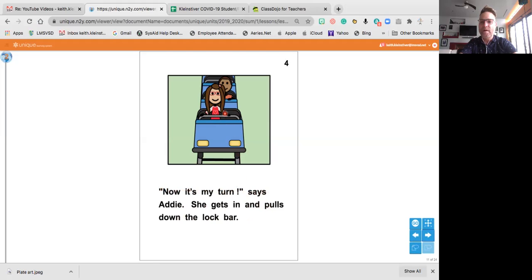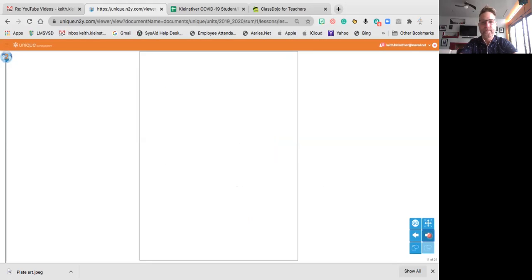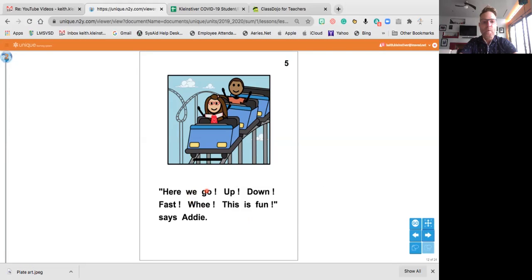And we did an imitation roller coaster ride in our morning meeting this week. Here we go. Up, down, fast. Whee! This is fun, says Addie. See all these exclamation points? That means there's emotion, affect in her saying them, because she's excited.